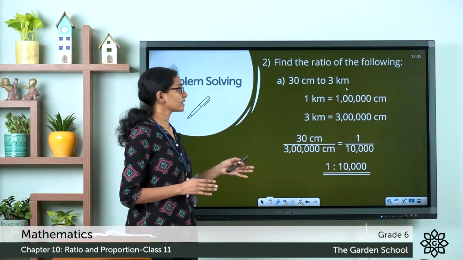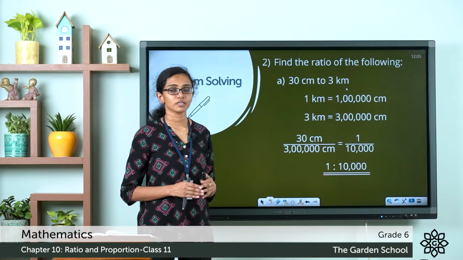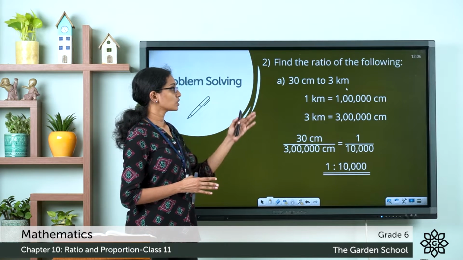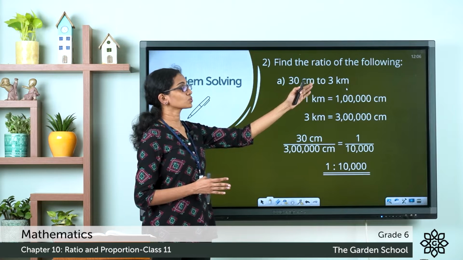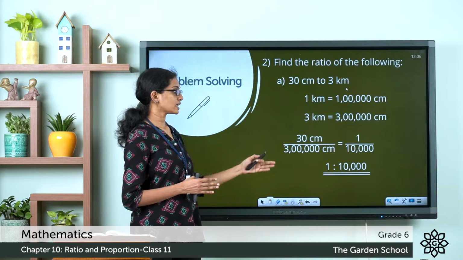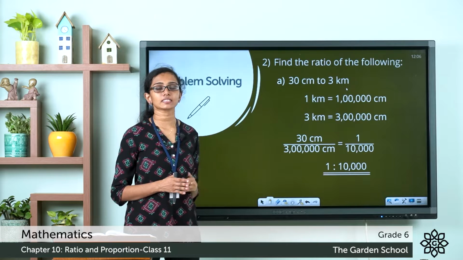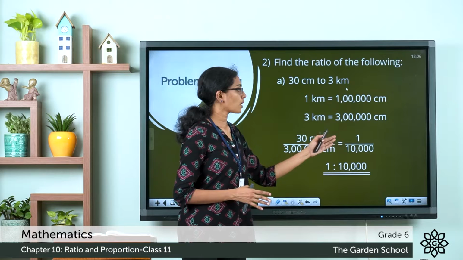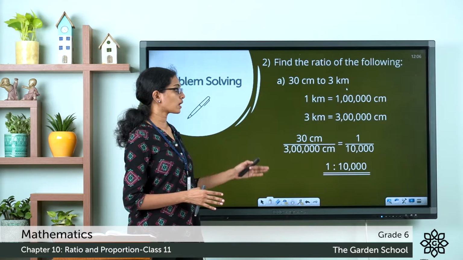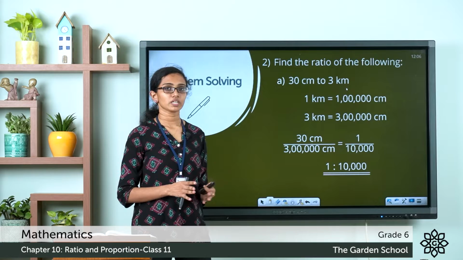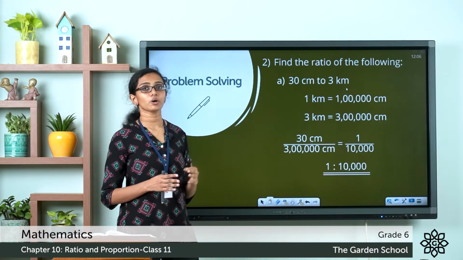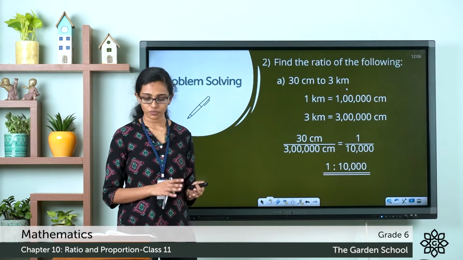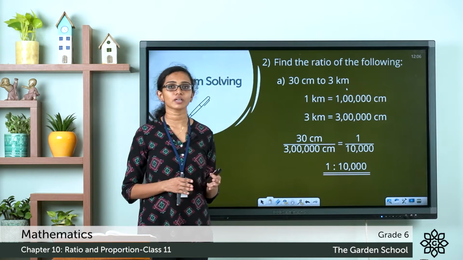So we know 1 kilometer is equal to 1 lakh centimeter. So 3 kilometer will be equal to 3 lakh centimeters. So if we take the ratio 30 centimeter is to 3 kilometer, we have to write it as 30 centimeter by 3 lakh centimeter, which when reduced to the simplest form will give you 1 by 10,000 or the ratio 1 is to 10,000. So the ratio of 30 centimeter to 3 kilometer is 1 is to 10,000. Hope this is clear to you. Follow the same procedure to find the ratio of the remaining questions.